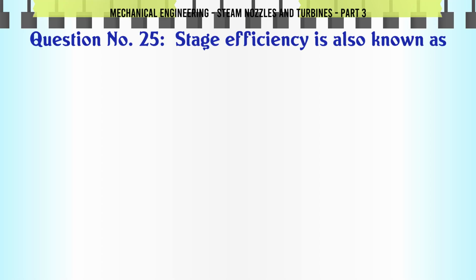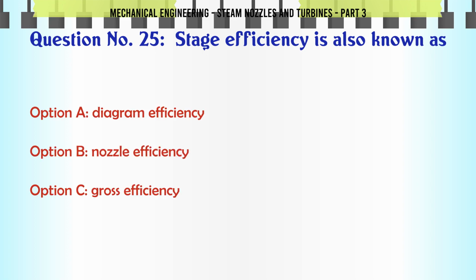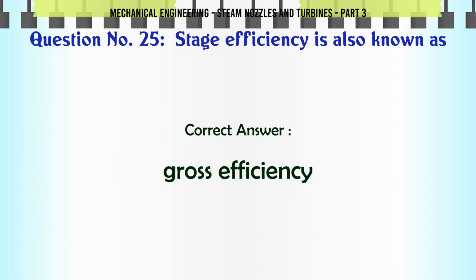Stage efficiency is also known as A. diagram efficiency, B. nozzle efficiency, C. gross efficiency, D. none of these. The correct answer is gross efficiency.